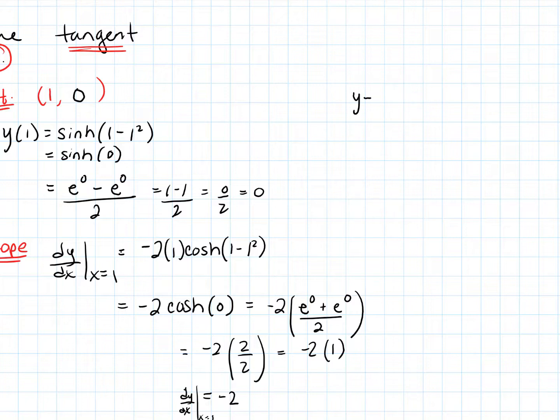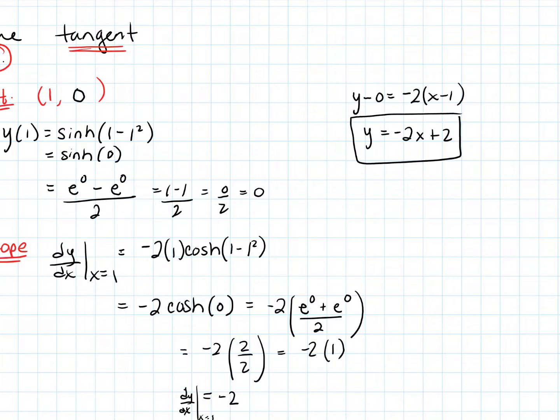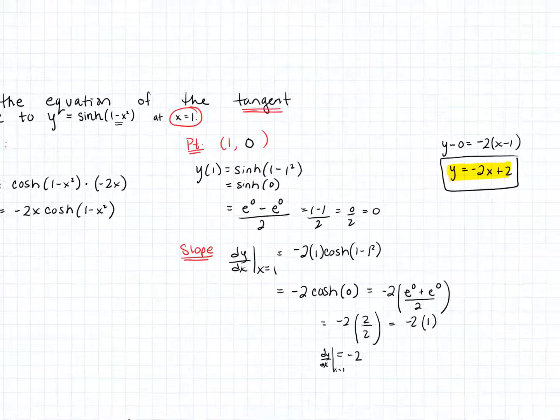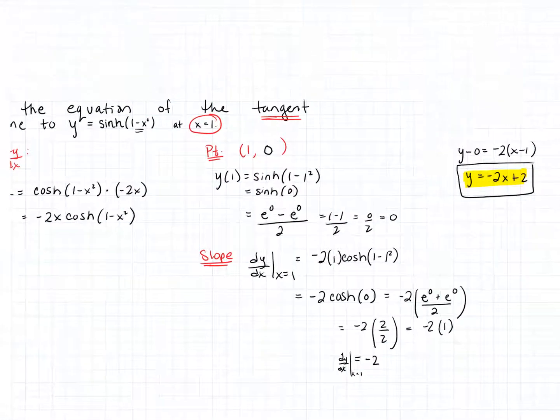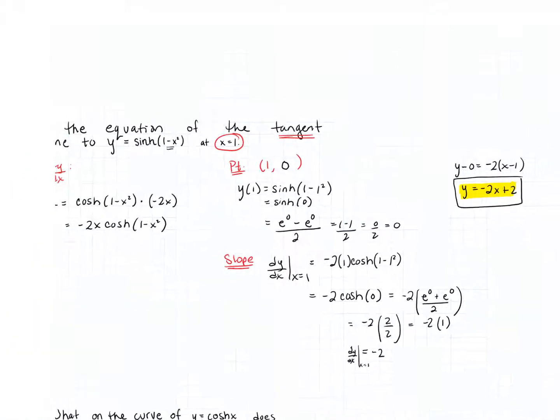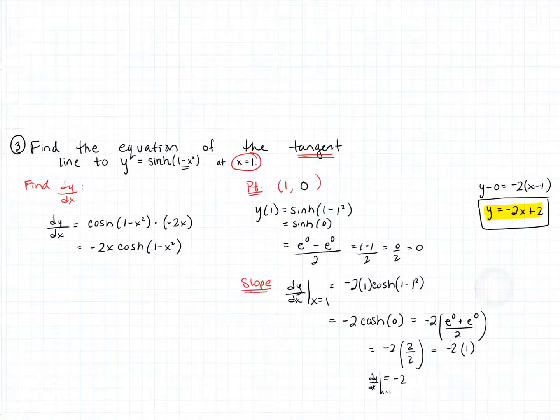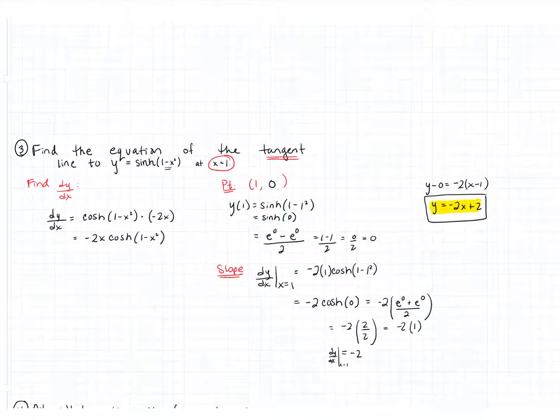So y minus 0 equals negative 2 times x minus 1. And y would be negative 2x plus 2, the equation of my tangent line to this curve at that point. Get that all on the screen at once. There we go.